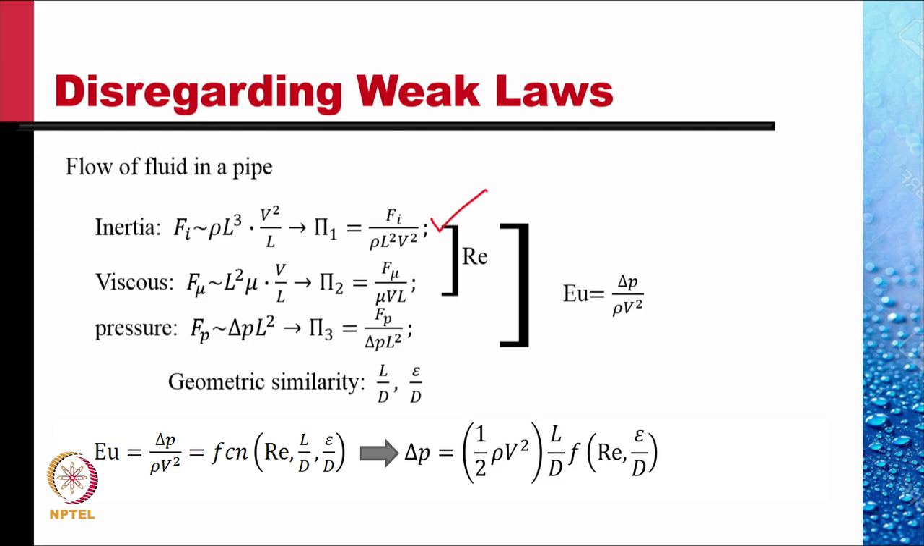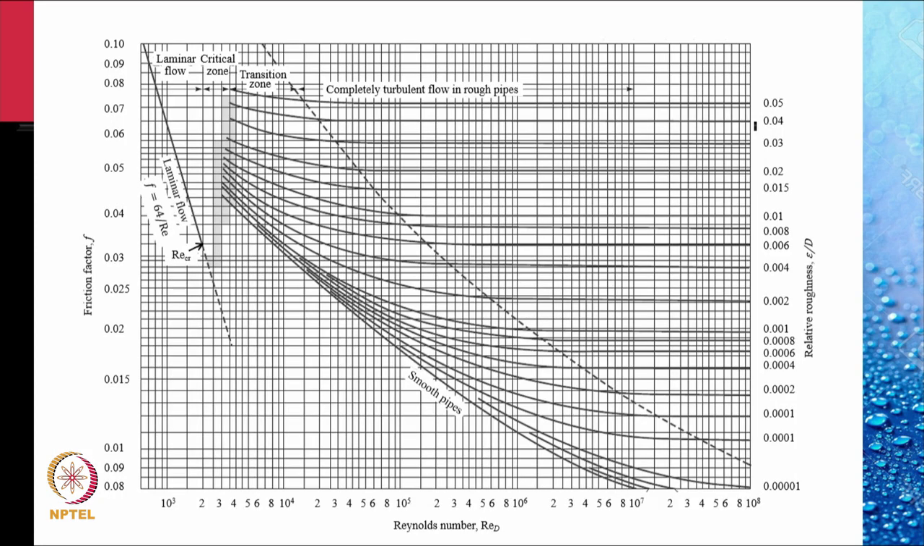And this can be rewritten as delta P is equal to 1/2 rho V squared into L by D, a function F of Reynolds number and epsilon by D. F is called the friction factor for the pipes. We had obtained this equation earlier. Now, this function F as a function of Reynolds number and the relative roughness parameter epsilon by d has been plotted by Moody in the Moody chart to obtain this relation.